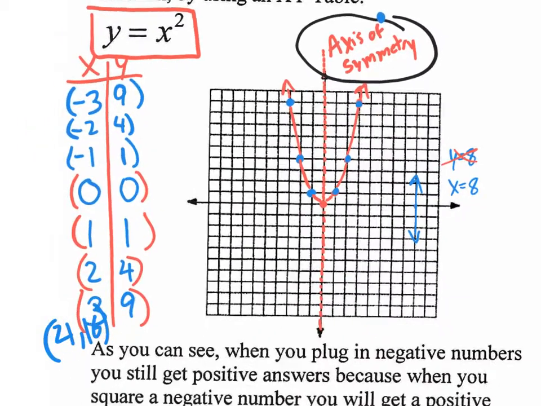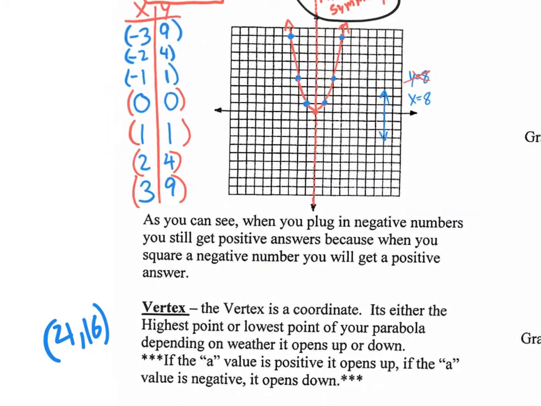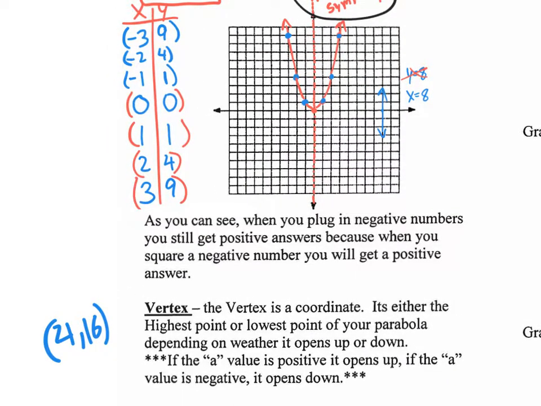Anyhow, let's continue with these notes. As you can see, when you plug in a negative number, you still get positive answers, because when you square a negative number, you get a positive answer.